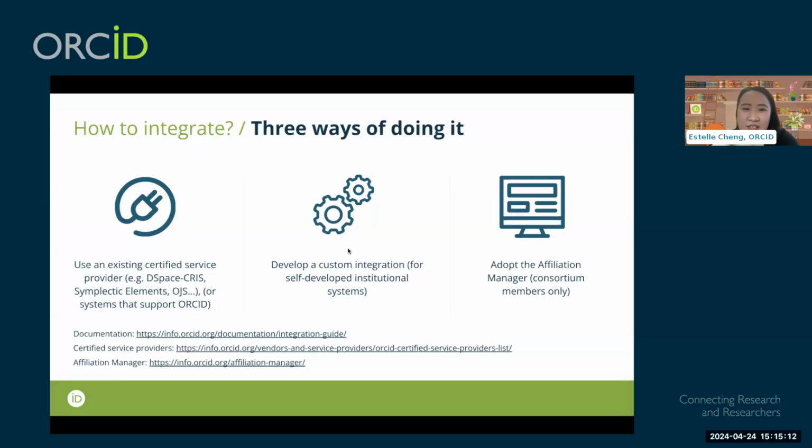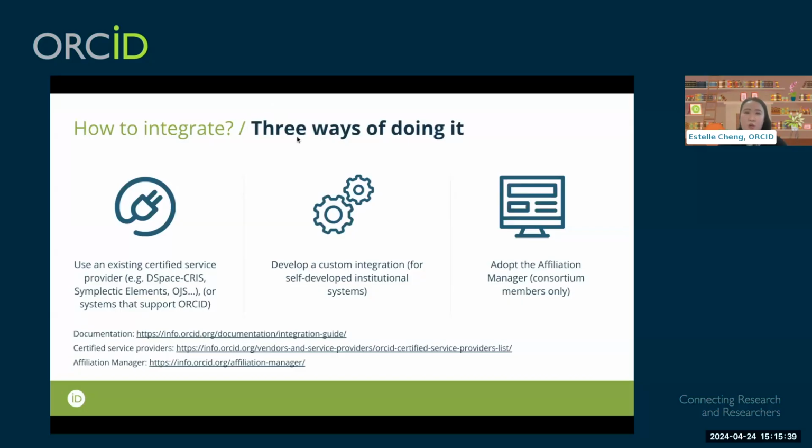All right. Okay, good. I'm going to read the results. So we got a custom integration and also ORCID Affiliation Manager. Great. Okay, I'm going to move on.